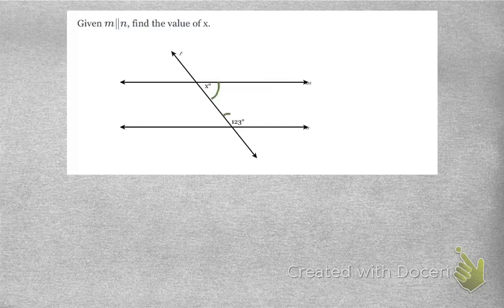Now, do they look equal to each other? You've got an acute angle x, and you've got an obtuse angle, 123. They are not equal to each other. They're actually supplementary.